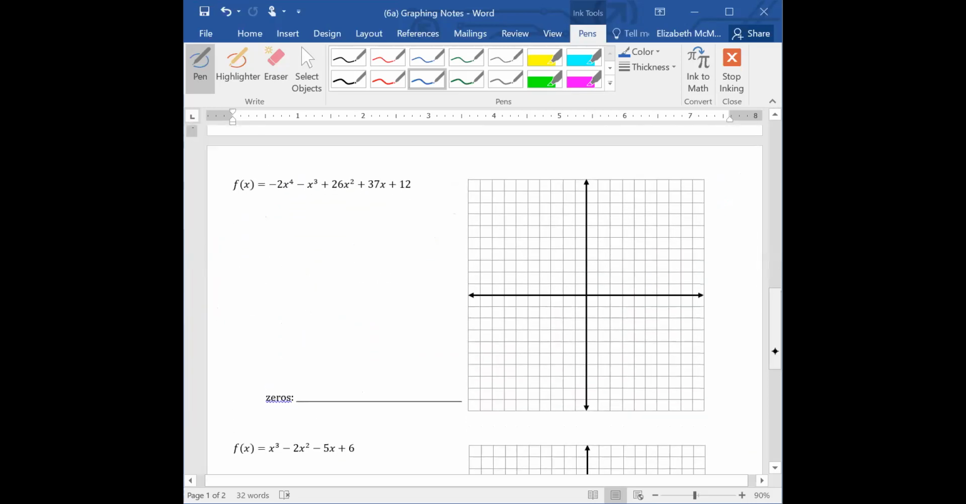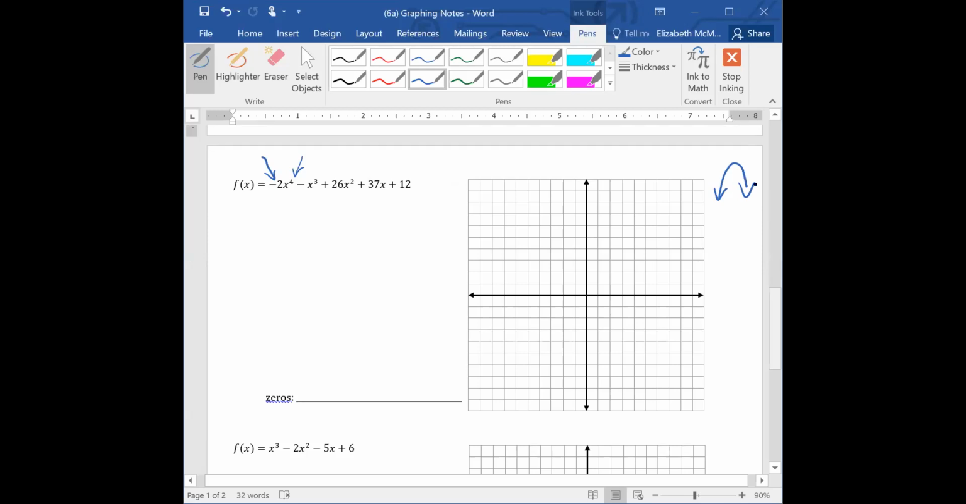All right. Next we have 2x to the fourth. And not just 2x to the fourth, but a negative 2x to the fourth. All right, so do you remember what a parabola looked like when it had a negative coefficient? It was upside down. All right.